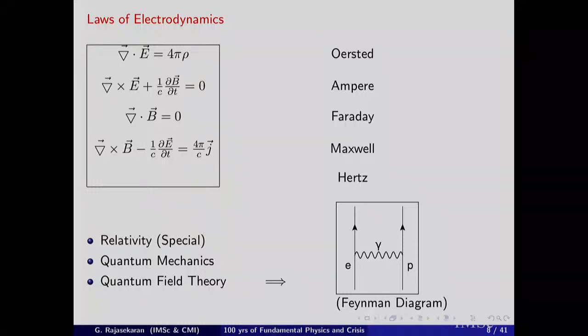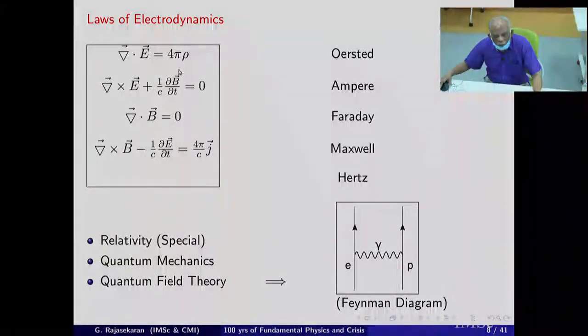Now, once this complete and consistent system of equations were written down by Maxwell, many important consequences followed. Maxwell himself showed that electromagnetic waves exist as a consequence of these equations. I hope you can prove that. It's a very simple exercise to prove that electric and magnetic field travel as waves.